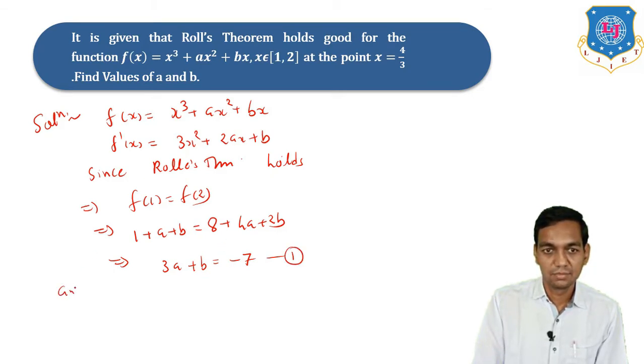And f'(4/3) is equal to 0, because at the point 4 by 3 it holds.